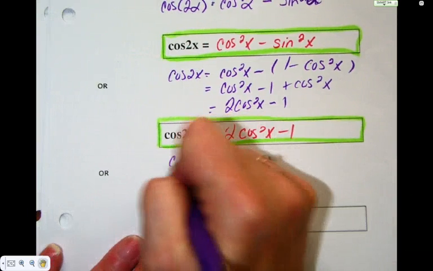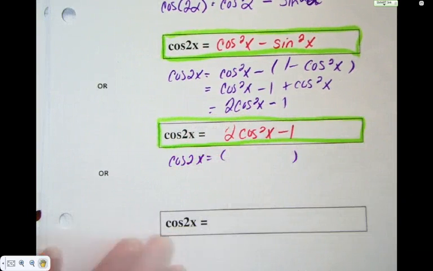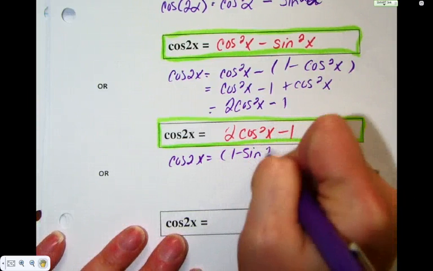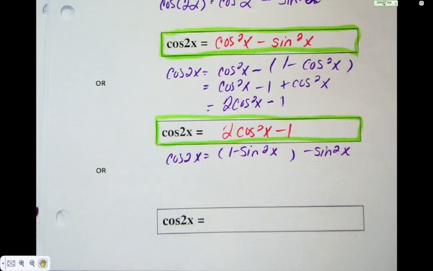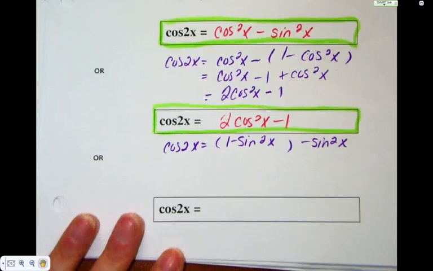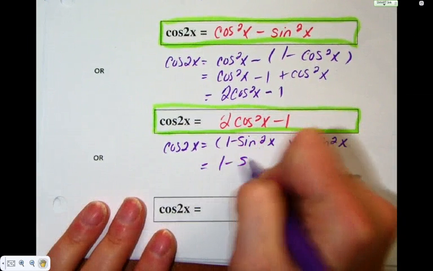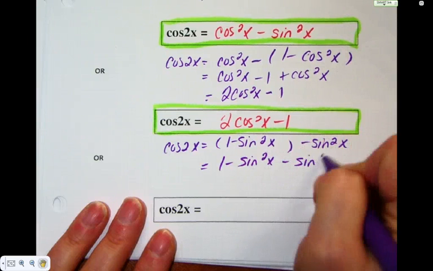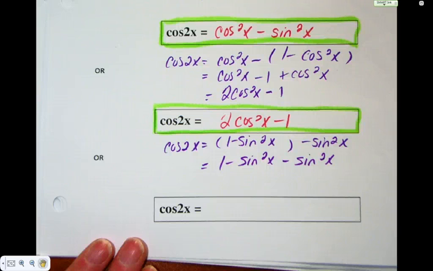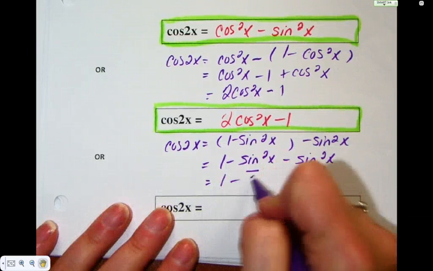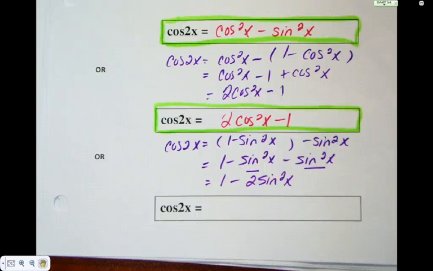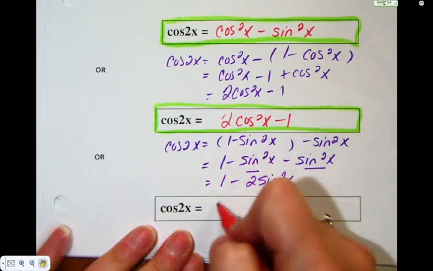1 minus sine squared. Okay, so cos 2x is, and I'm going to put brackets in, exchange the cos squared for 1 minus sine squared, and then keep that minus sine squared at the end. And then I can just drop the brackets because there's no coefficient in front of it. So I get 1 minus sine squared minus sine squared. And if I just put these together, if I have 1 minus sine squared and then another minus sine squared, how many sine squareds do I have? So I have 1 minus 2 sine squared. And that is our third and final formula for cos 2x.